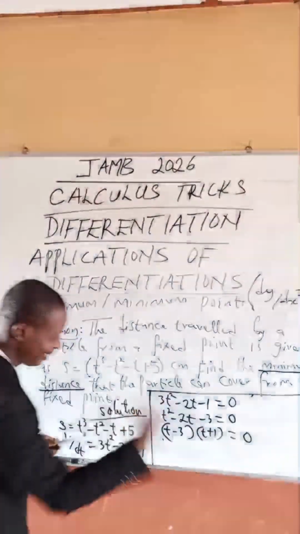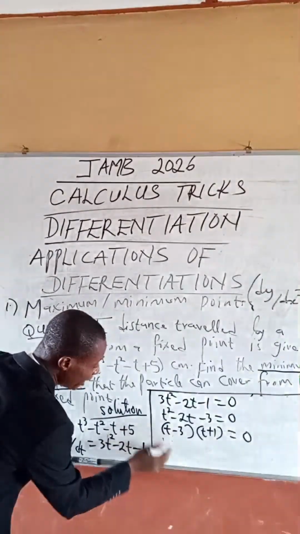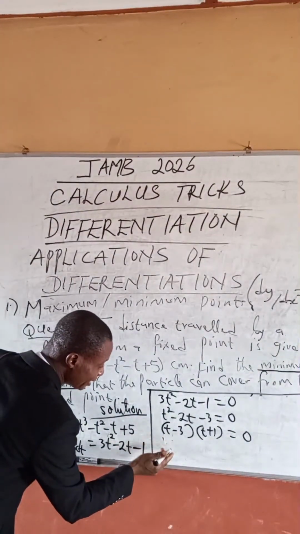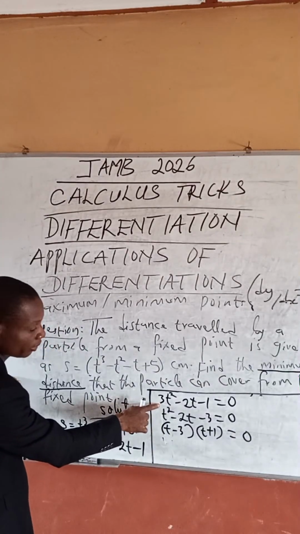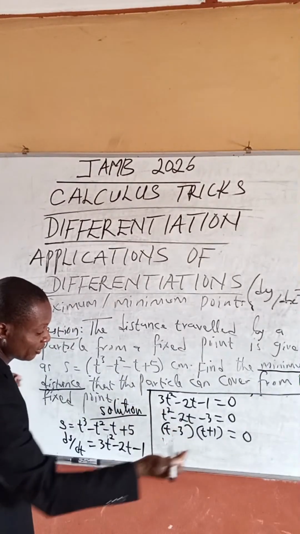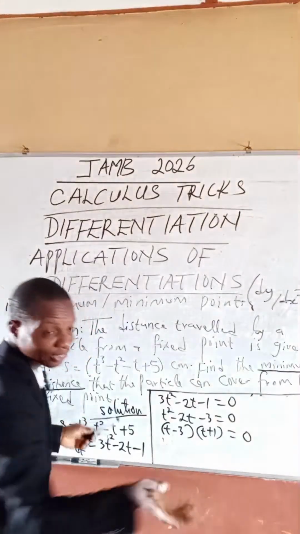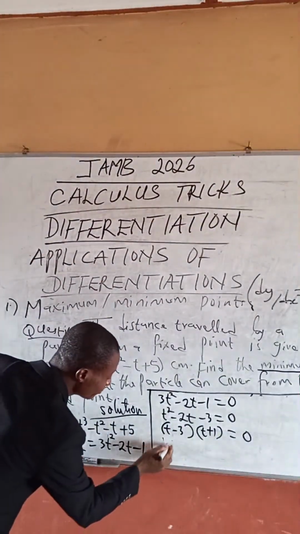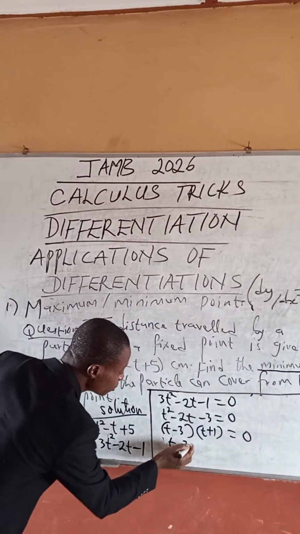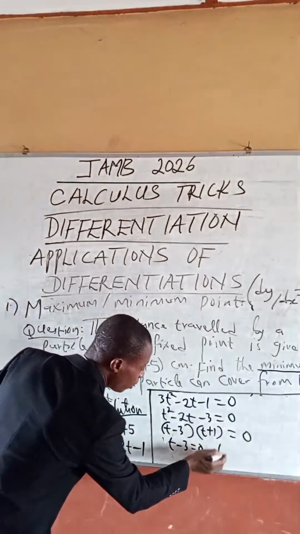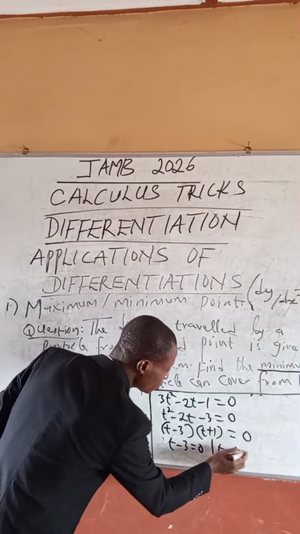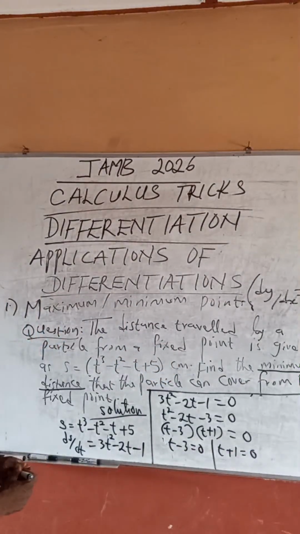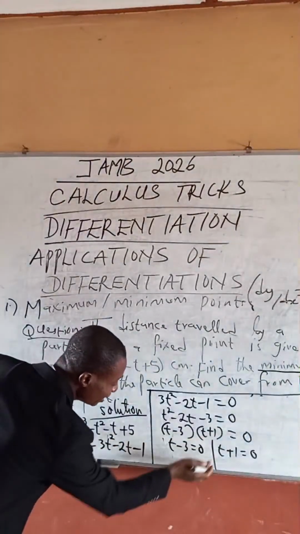Once you get this, don't worry about anything here. Just have it like this. We did something here which may not even be necessary. Go ahead. t minus 3 is equal to 0, or t plus 1 is equal to 0. You get it? Then transfer this to the other side.